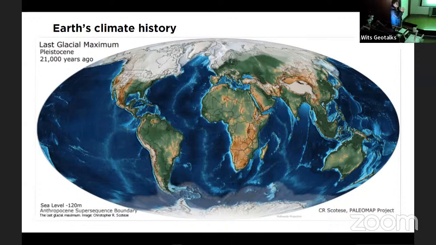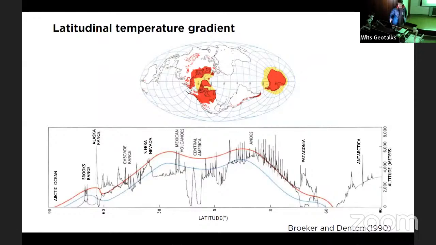The other thing to bear in mind is that the temperature also decreases as we increase in altitude, right? So as we go higher up, temperature decreases, that's called the lapse rate, right? And this is kind of shown here.